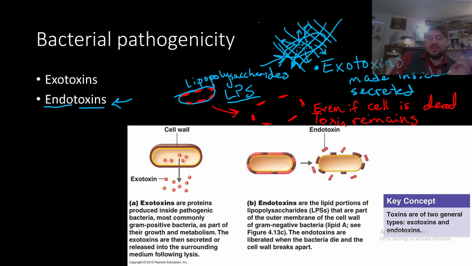So when the bacteria die and the cell wall breaks apart, you still have exposure to the toxin. Whereas with exotoxins, when the bacteria dies, there's no more exotoxins being made. So endotoxins are a little rougher. Endotoxins are, one of my favorite words, pyrogenic, right? Pyro, you think fire. Well, fever causing.